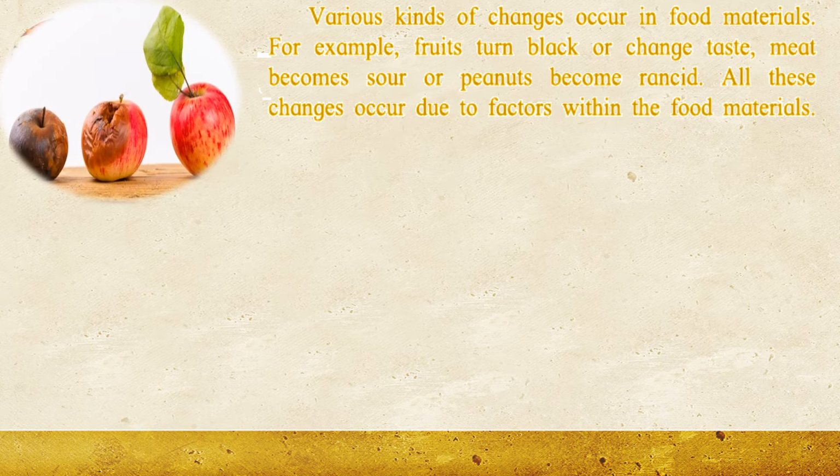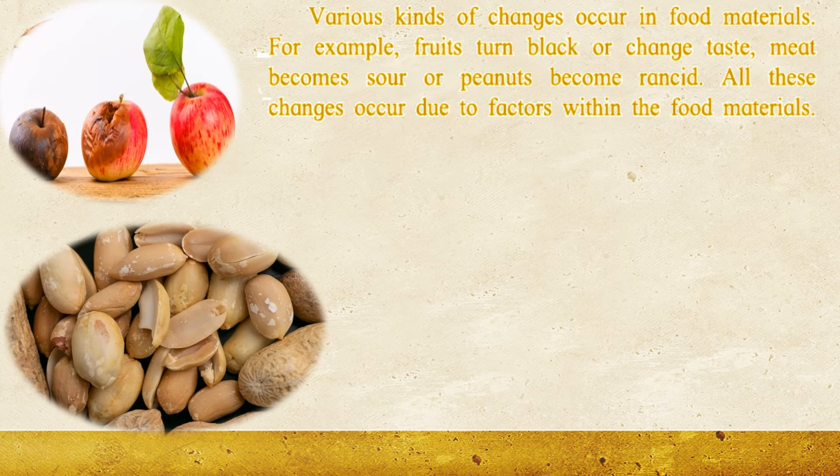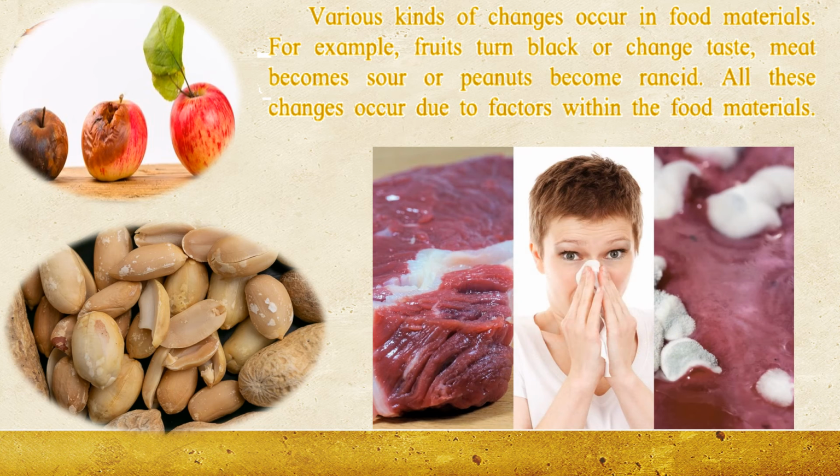Meat also becomes sour or peanut becomes rancid. If you have noticed, if we keep peanuts at home for many days, the taste changes, and that taste is called rancid taste. We don't like eating it, the taste becomes completely different. Same thing happens for meat also. If the meat is kept outside, not in the fridge, for a longer time, it turns bad. It starts to spoil.